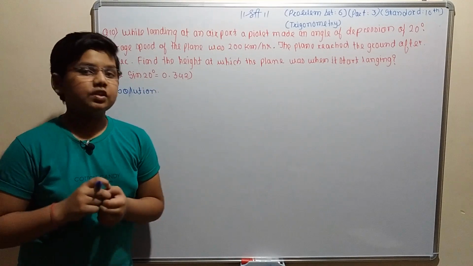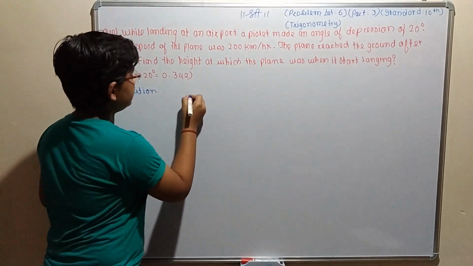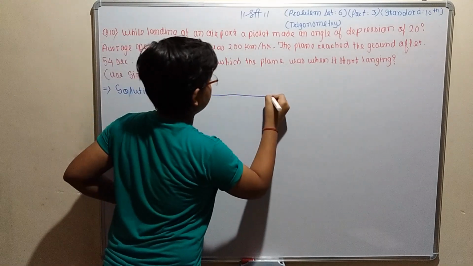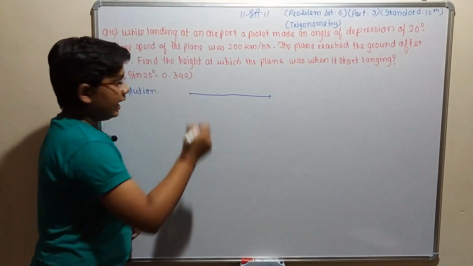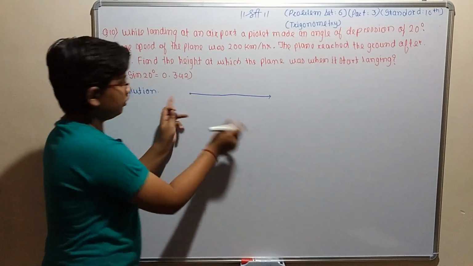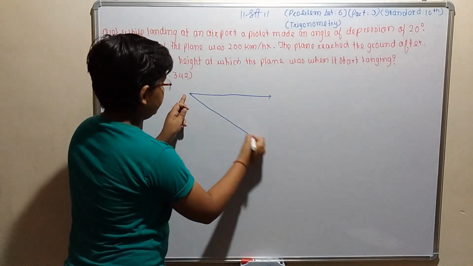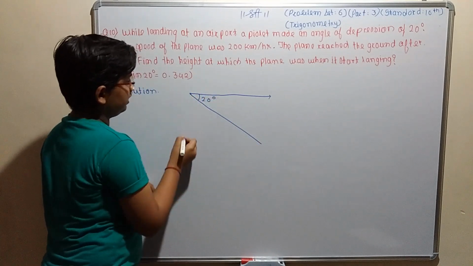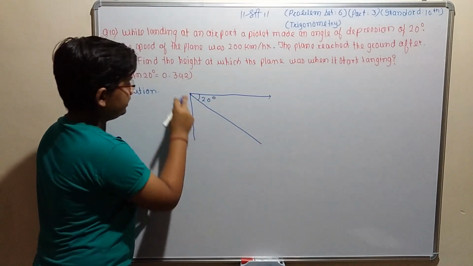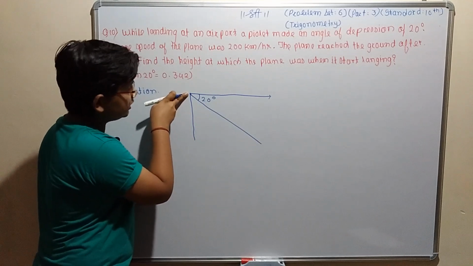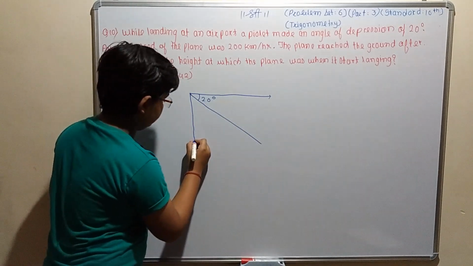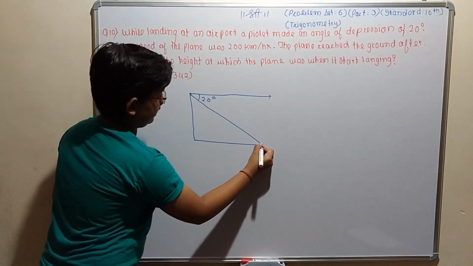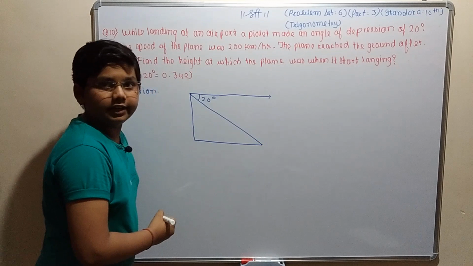As per the given information, we will draw it. Consider that at first the plane was over here, and this was the direction it was going. Then the pilot made an angle of depression of 20 degrees. This is 20 degrees. This is the height at which the plane was, and this is the ground. This is the base, that is the ground, and here the plane landed.